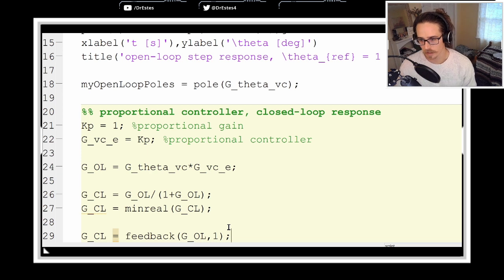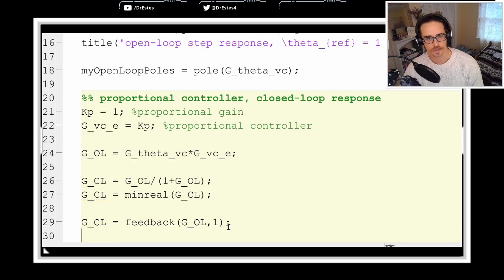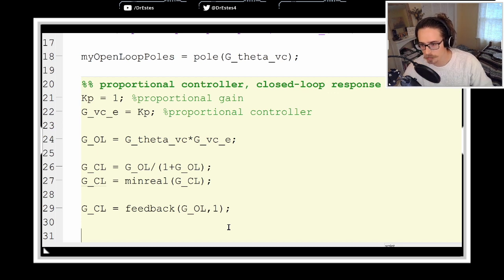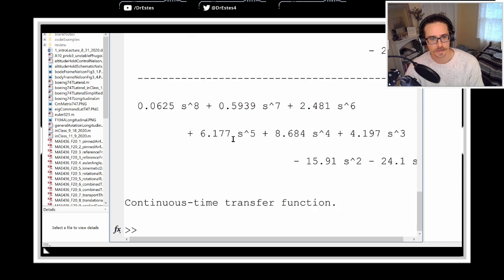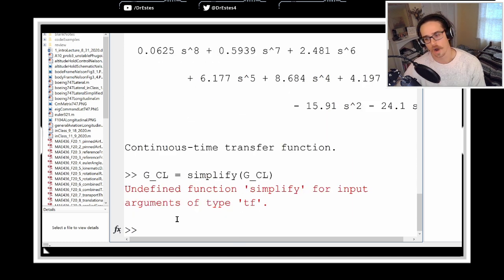Does minreal work to simplify other polynomials or just transfer functions? Ooh, and Schrechtenwald has a similar question. What is the difference between minreal and the simplify command? Let's see if we can use... Okay, let's start with this. So it's back to this nasty thing. What if I say, will this work? Okay, simplify doesn't work for transfer function objects. It works for symbolic objects in MATLAB. So think of minreal as like the simplify tool for transfer functions. Does it work for other polynomials? I don't know if it'll do that for other polynomials, though.